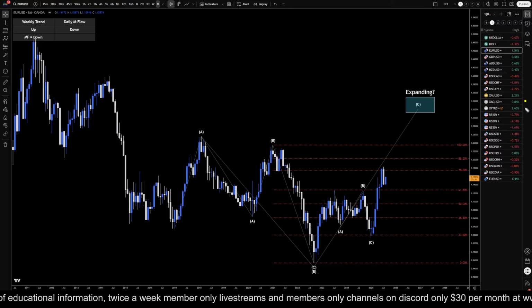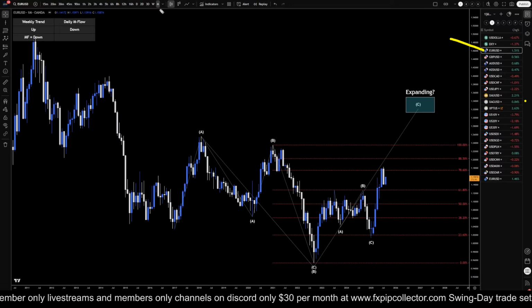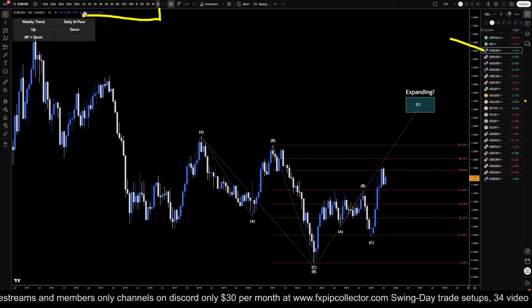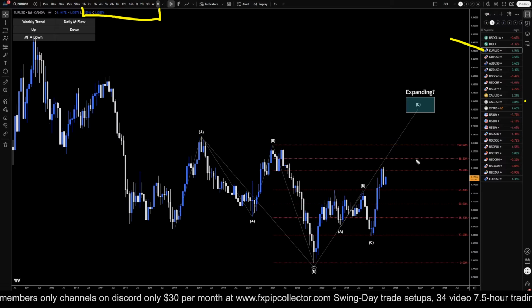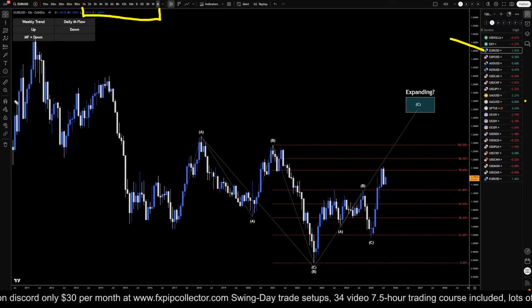Today is Sunday, August 3rd, and this is my full top-down analysis for the Euro US dollar. We're going to start on the monthly time frame and work our way all the way down to the 1 hour. We had some really big moves on Friday because of non-farm payroll, which is definitely very exciting.